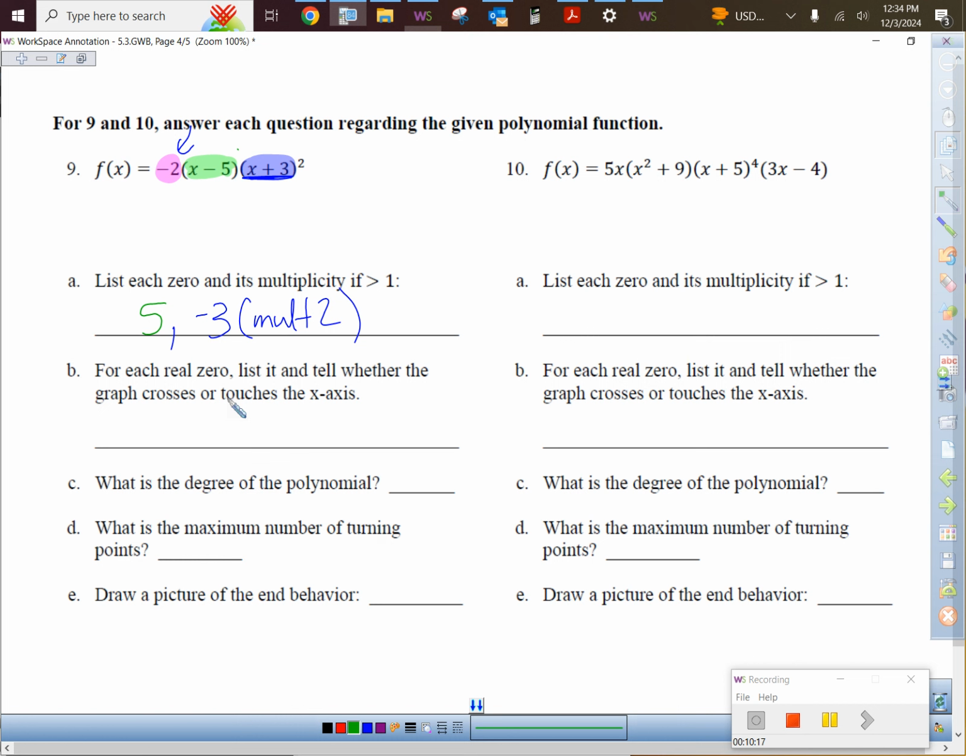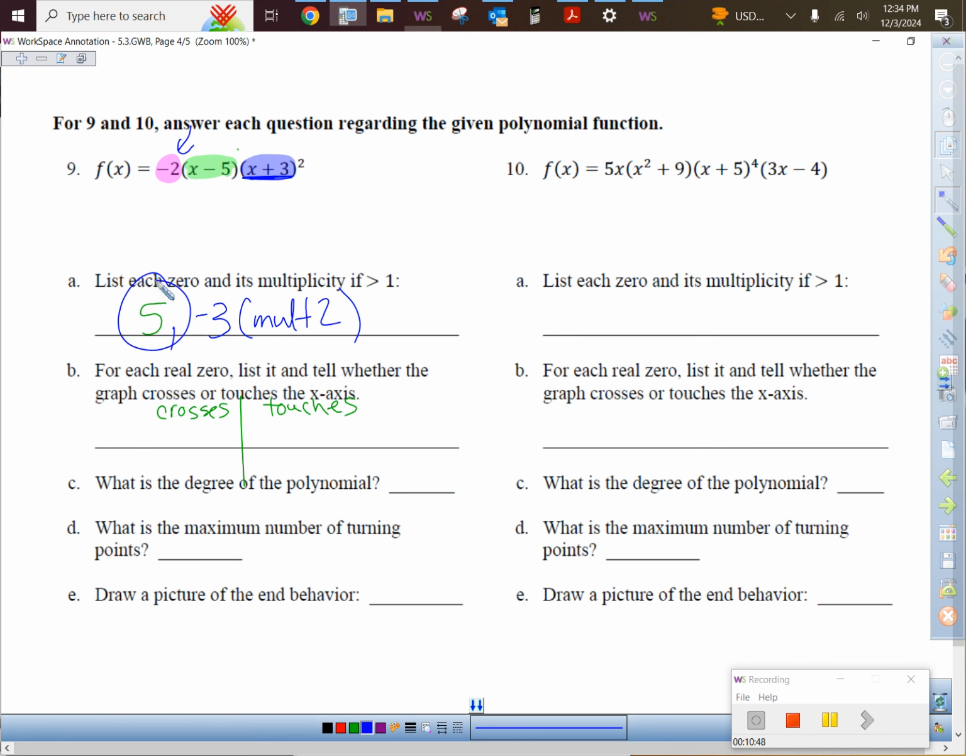Then they ask us for the real zeros listed and tell whether it crosses or touches the x-axis. What we'll do is make a little chart here so we don't have to keep writing the word crosses and touches many, many times. The graph will cross the x-axis if it has odd multiplicity, be it multiplicity of 1, 3, 5, 7, any odd number, and it will touch the x-axis, aka a point of tangency, if it has even multiplicity, be it 2, 4, 6, 8, whatever.